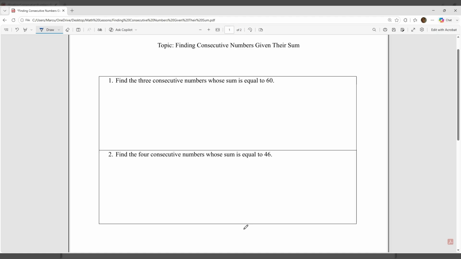Today we're going to go over finding consecutive numbers given their sum. So let's go ahead and start with question one. It says, find the three consecutive numbers whose sum is equal to 60.